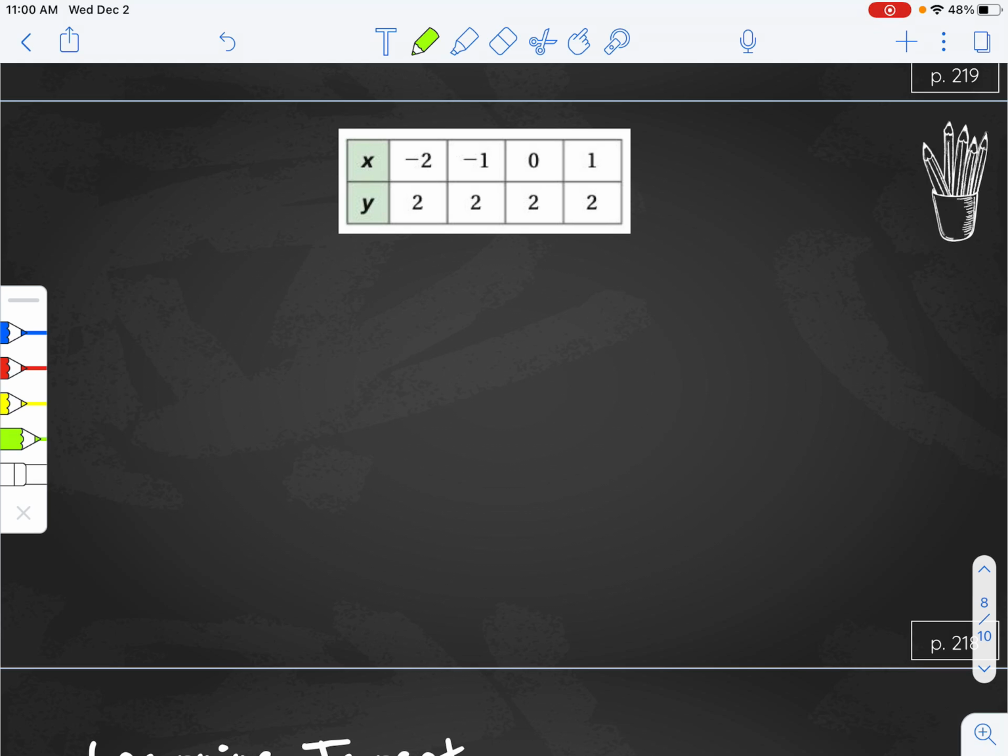All right, I have one last example I want to look at, and this is just one kind of abnormal thing that I want to show. So hang with me. If we look at this table, we notice right away that all of the y values are the same. All of them are 2.